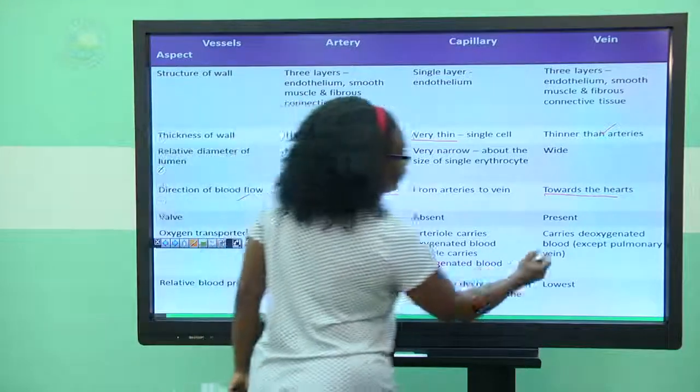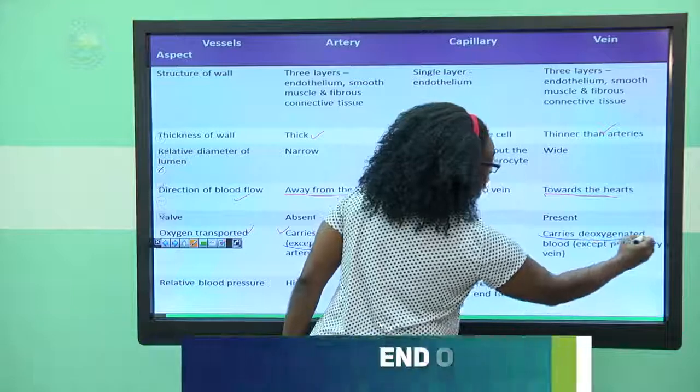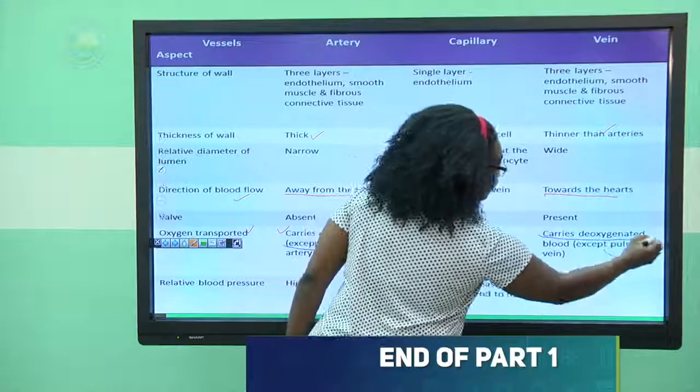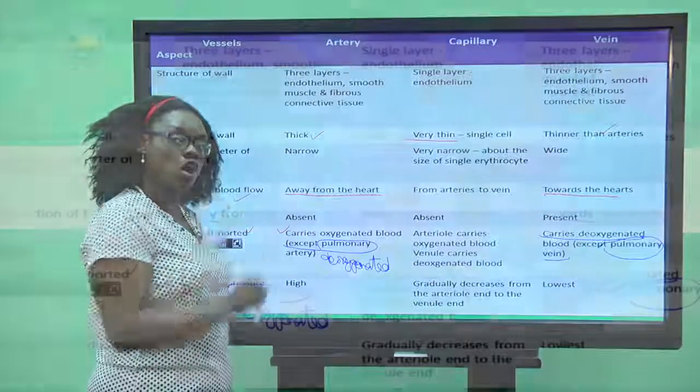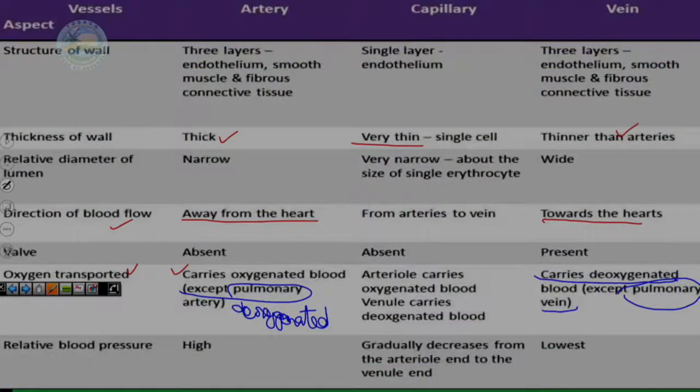And of course, veins carry deoxygenated blood, with the exception of the pulmonary vein, which is the only vein carrying oxygenated blood. So you need to know these differences between your arteries, your veins, and your capillaries.